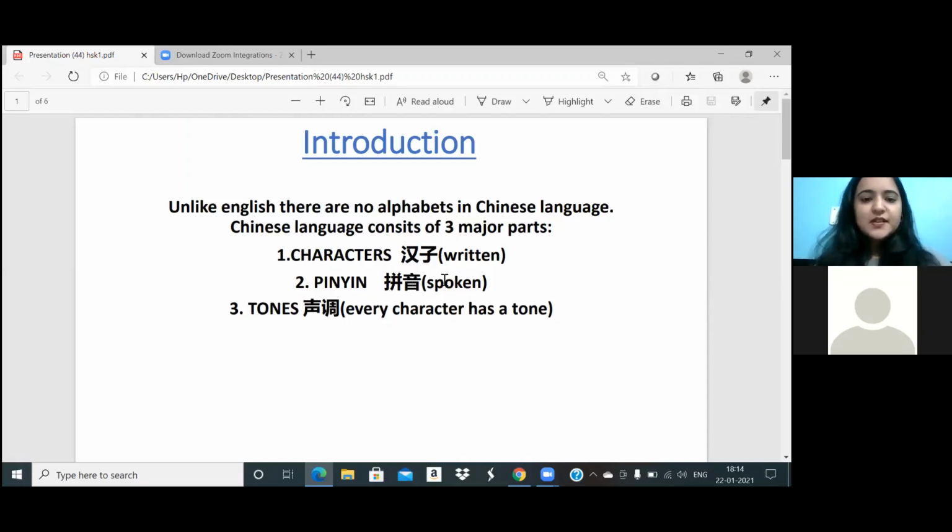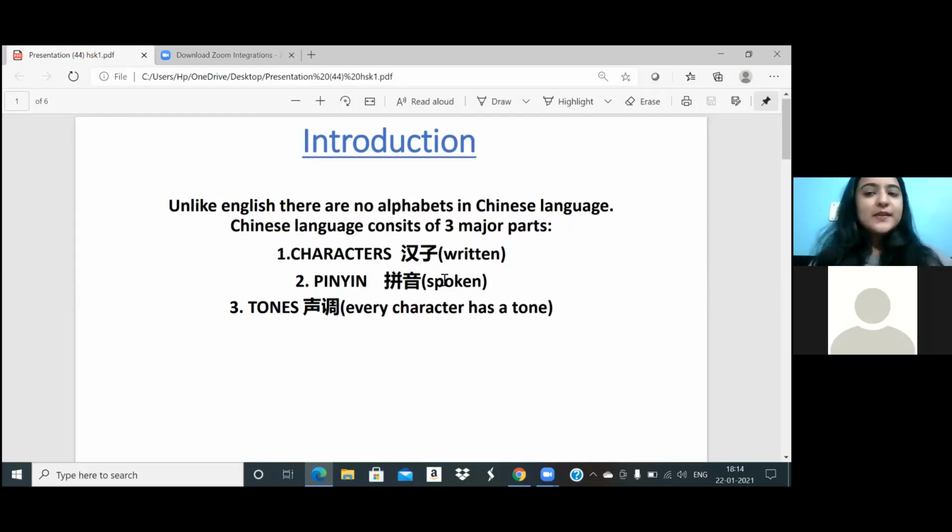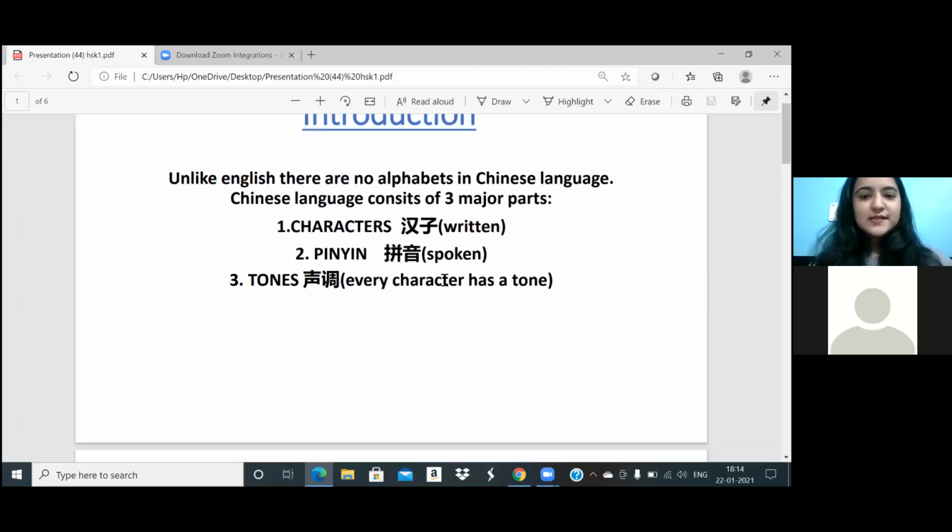Okay, so first, unlike English, there are no alphabets in the Chinese language. Chinese consists of three major parts. As you can see on your screen, first is the characters, which are also called hanzi in Chinese. Characters are what we write in Chinese. Second is pinyin. Pinyin is what we speak. And third is the tones. Tones are very important in Chinese. In Chinese, we have four basic tones.